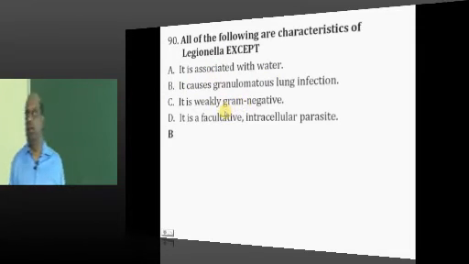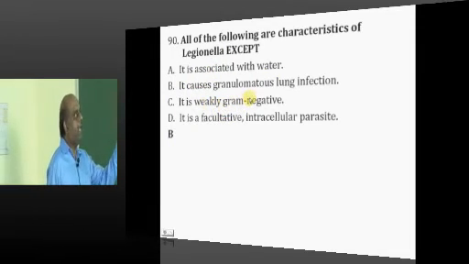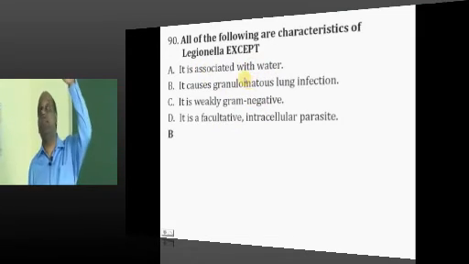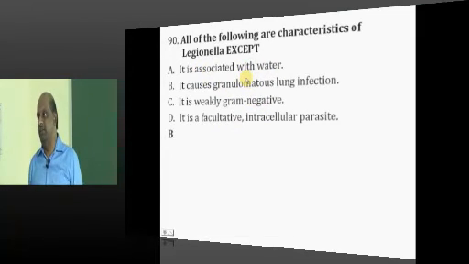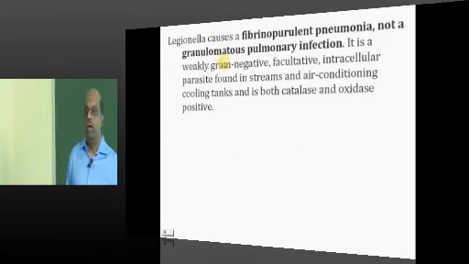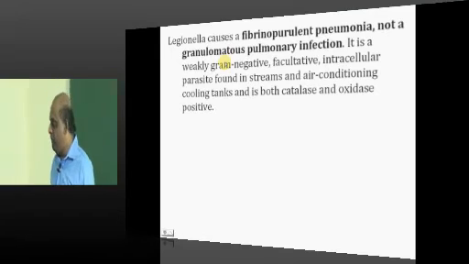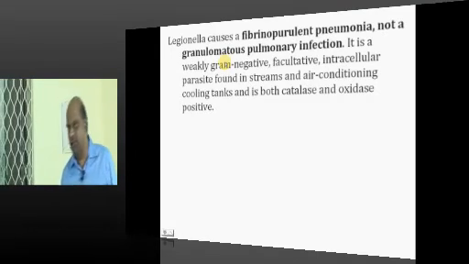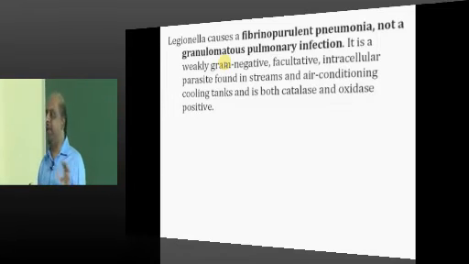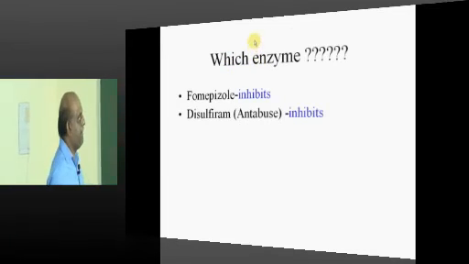Legionella typically is weakly gram negative, facultative intracellular and associated with water in the water tanks, is what needs to be fundamentally remembered. And what it leads to is a fibropurulent pneumonia, not a granulomatous pulmonary infection, is what needs to be remembered.